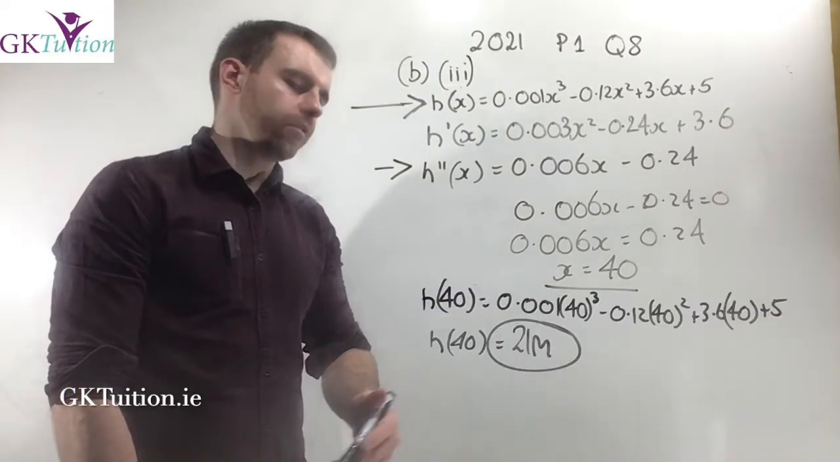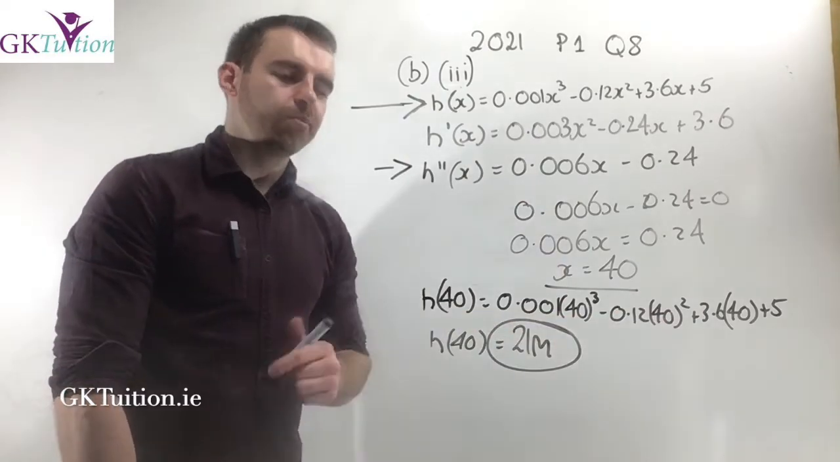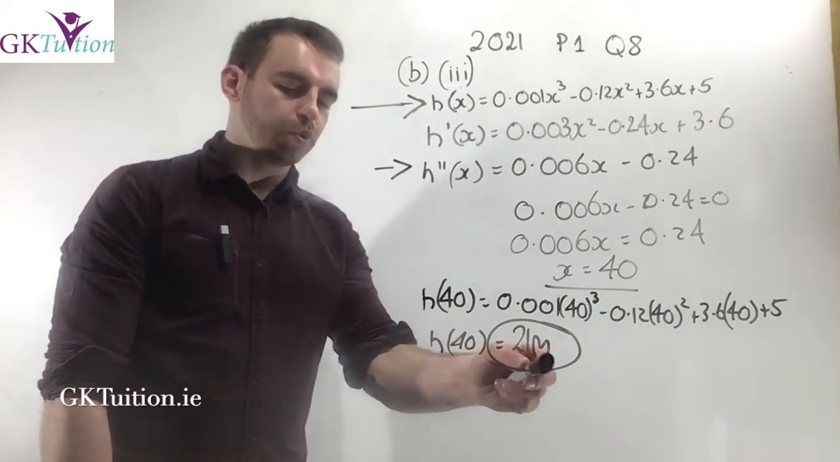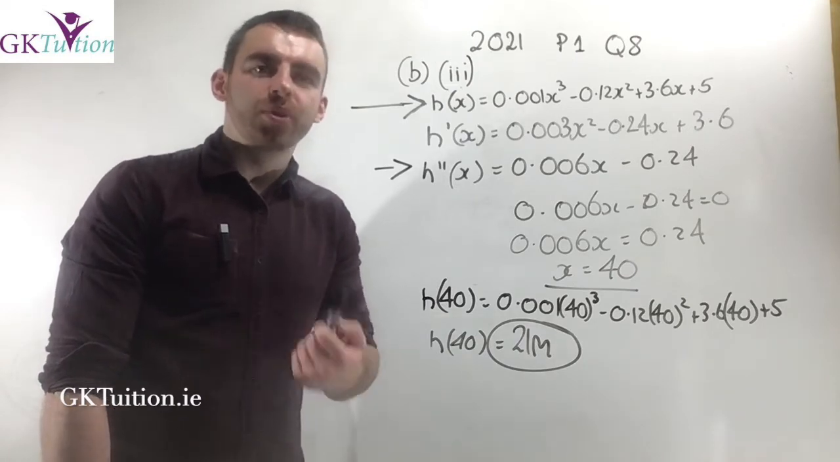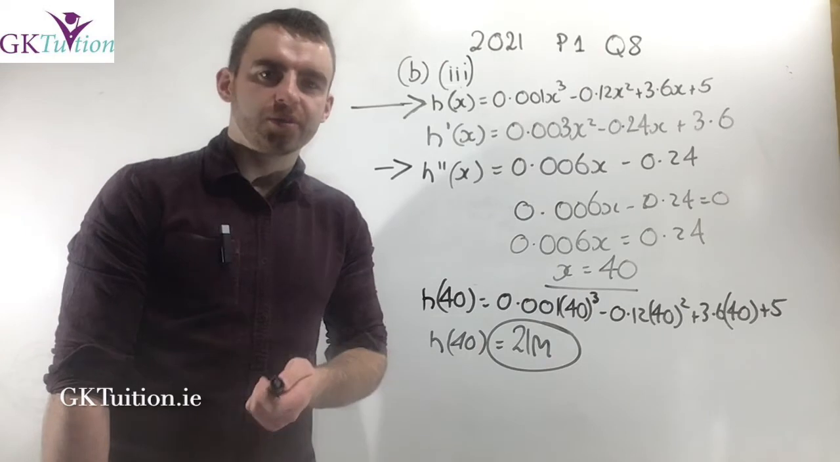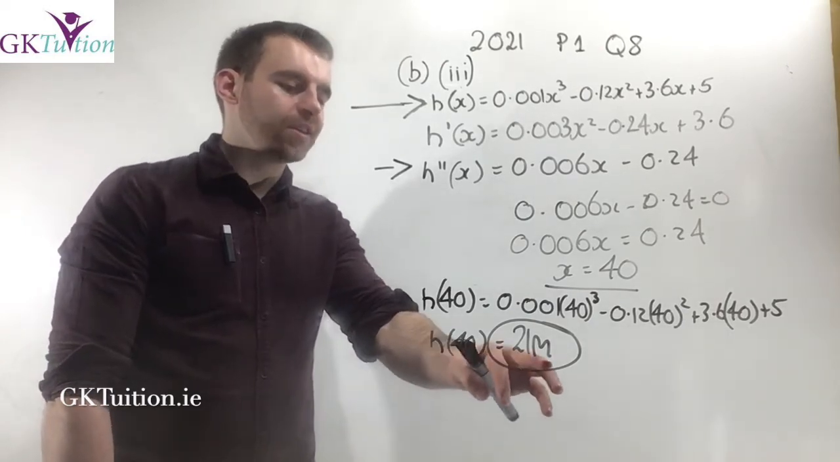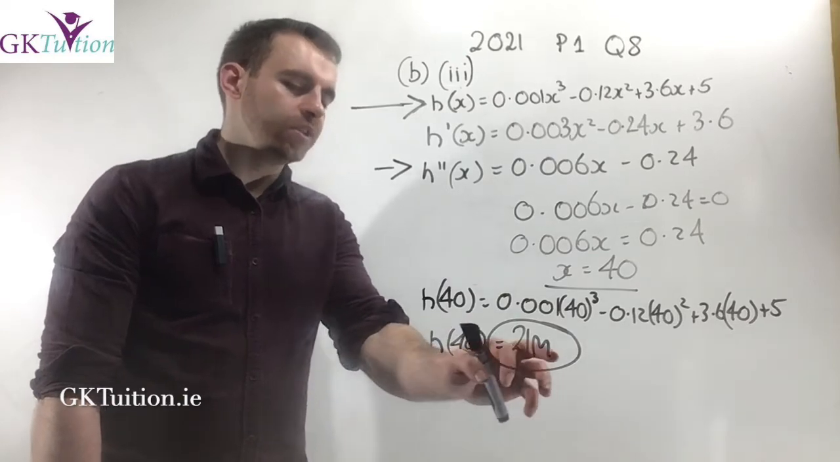So straightforward enough there. All I did was I took my original function and sub in 40. When you plug that into your calculator, you end up with 21. So that means that the point of inflection is at (40, 21). We're concerned with the actual height, so we're concerned with the y value, and we're asked to leave it in meters, so our answer is 21 meters.